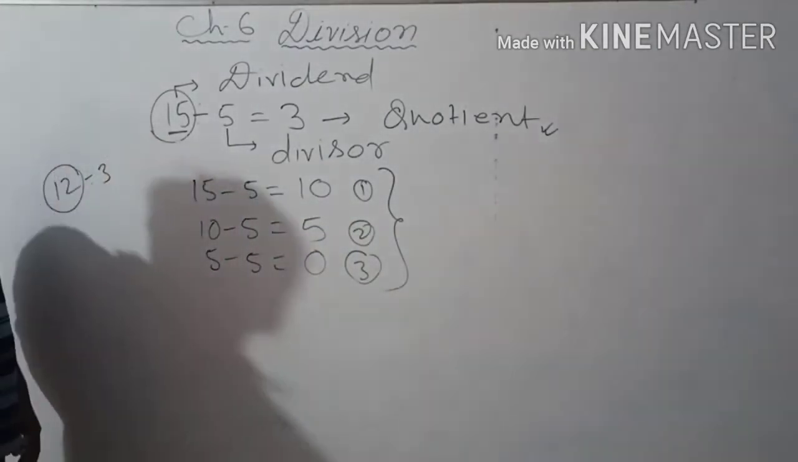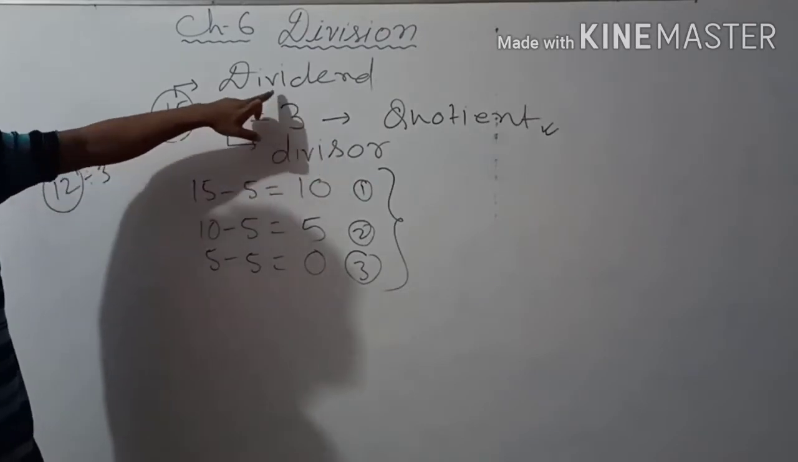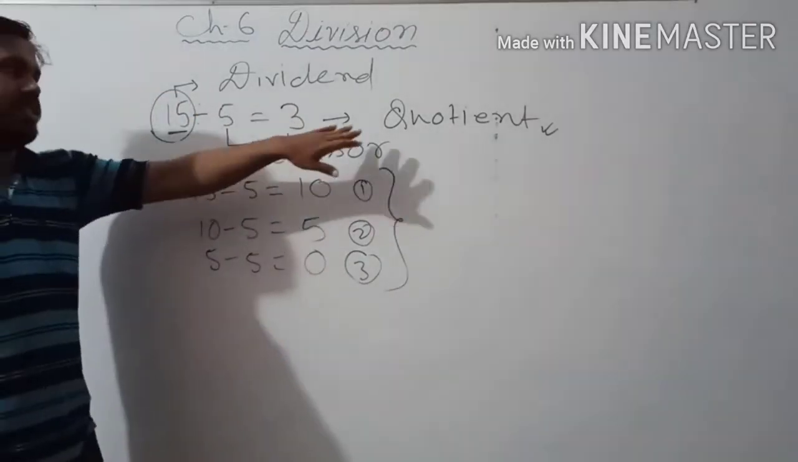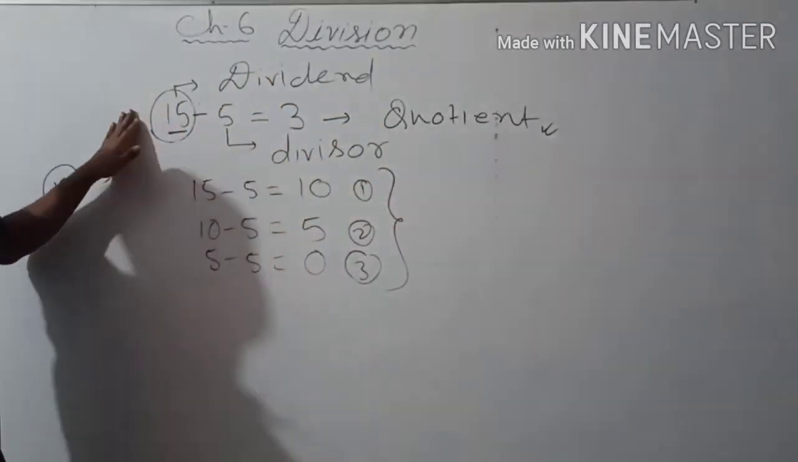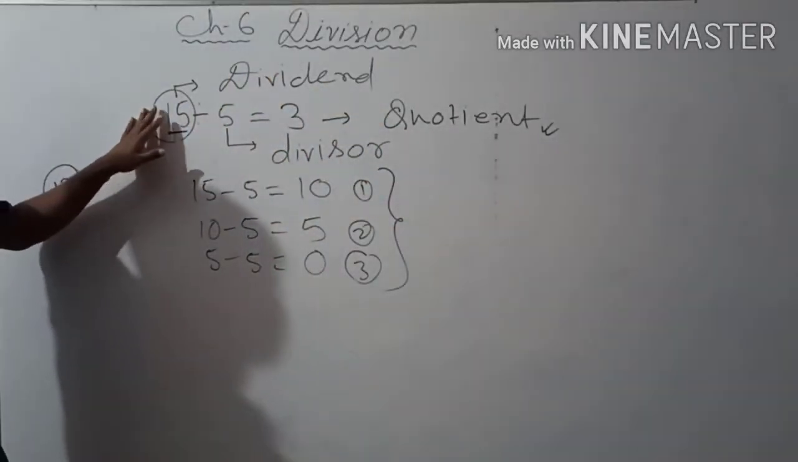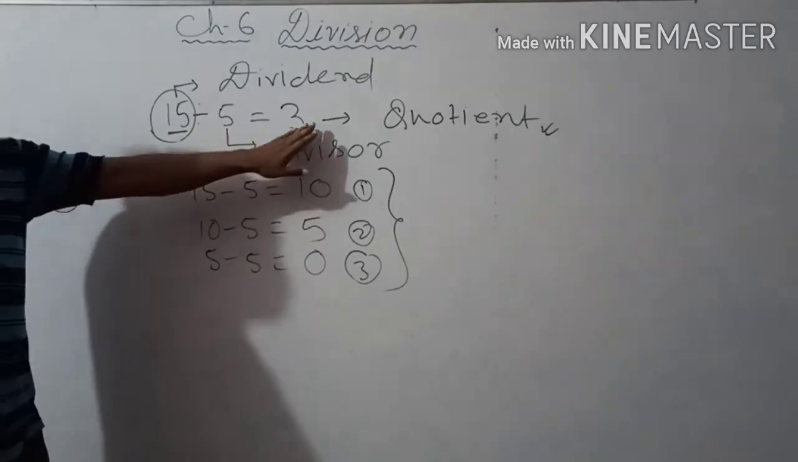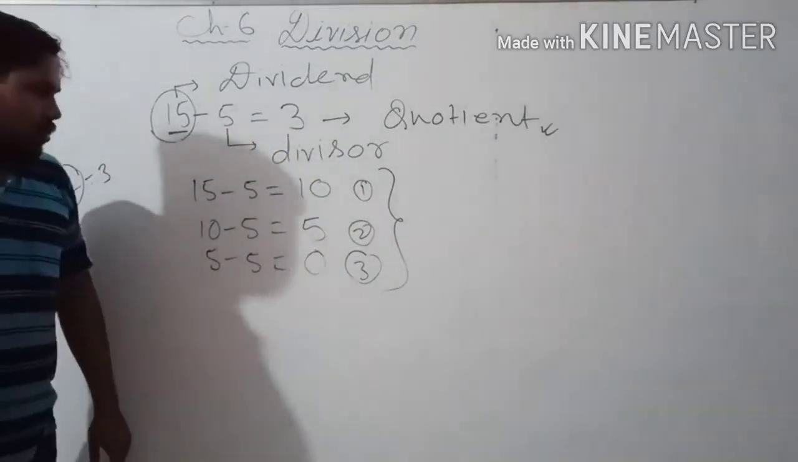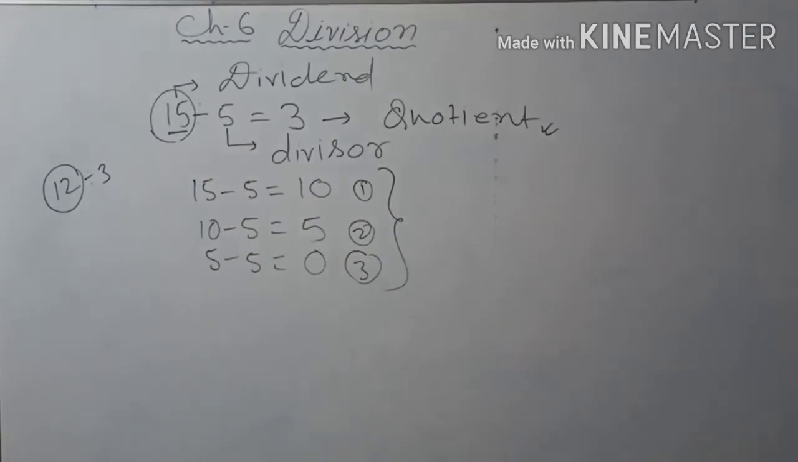Sometimes this type of equation will be given and you have to take which is the dividend, which is the divisor and which is the quotient. Then directly you have to just write that dividend is equal to 15, divisor is equal to 5, quotient is equal to 3. Okay, so let's see now what else we have.